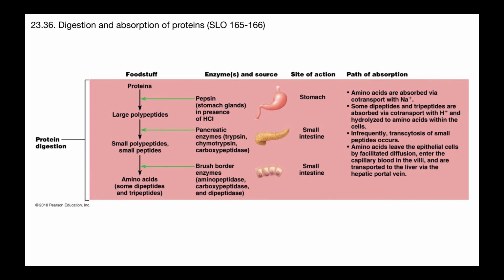The greatest majority of the absorption happens in the small intestine here. Just as a note, not a lot of stuff actually gets absorbed in the stomach. I mean, some water can get absorbed there, aspirin, some alcohol gets absorbed there, but not a lot of foodstuffs will get absorbed there. And again, we're mainly looking at co-transport or facilitated diffusion for their absorption.